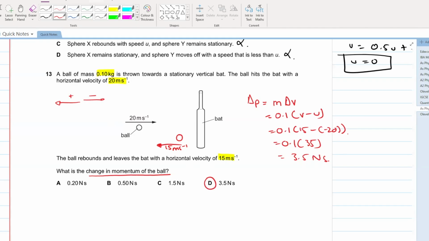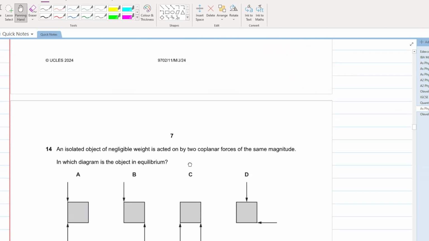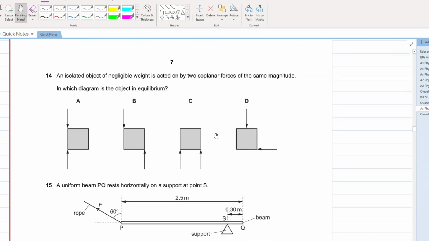Now, most students will ask, Sir, why have you taken this as negative 20? Because can you see the initial velocity is towards the right? And the velocities towards the right are considered to be negative according to our axes. So this is negative 20. D is your answer. At any point in time, if you think anything is difficult, you just ask away.